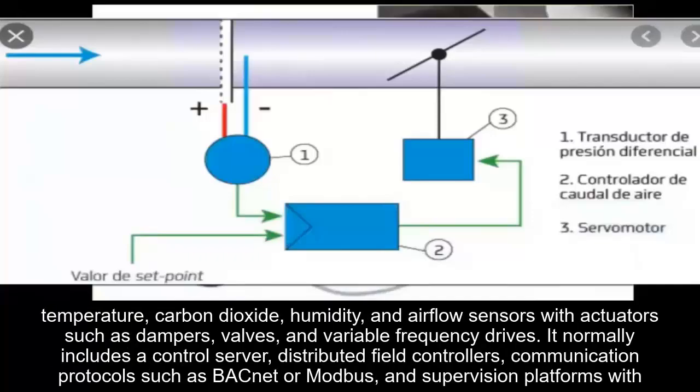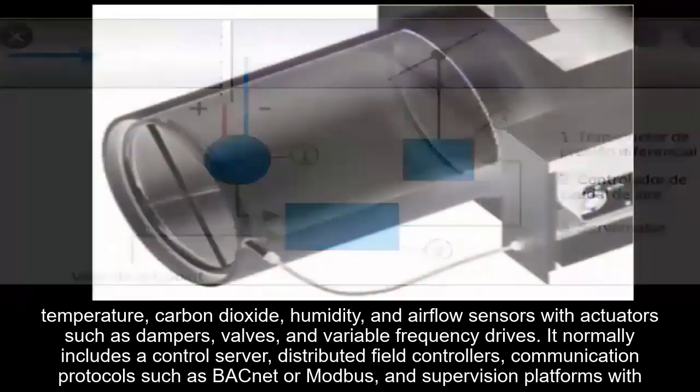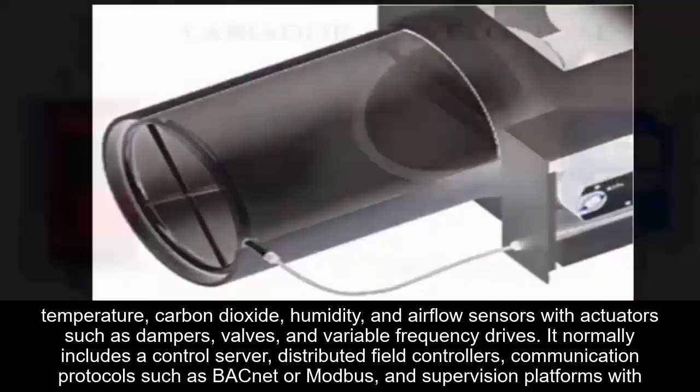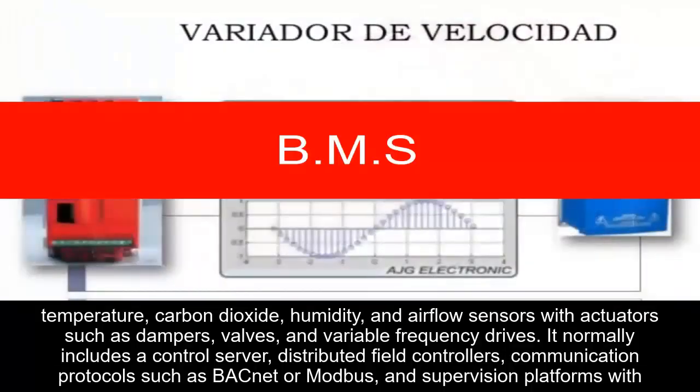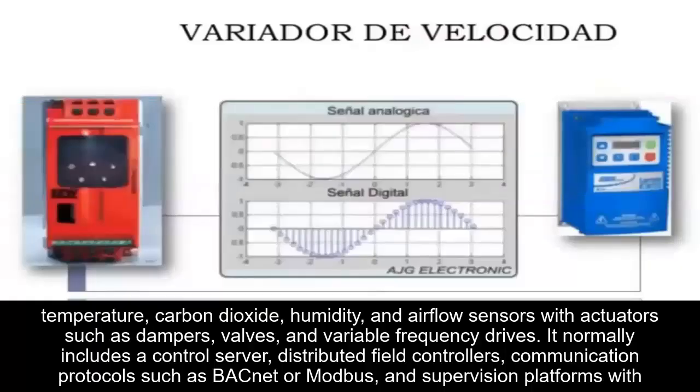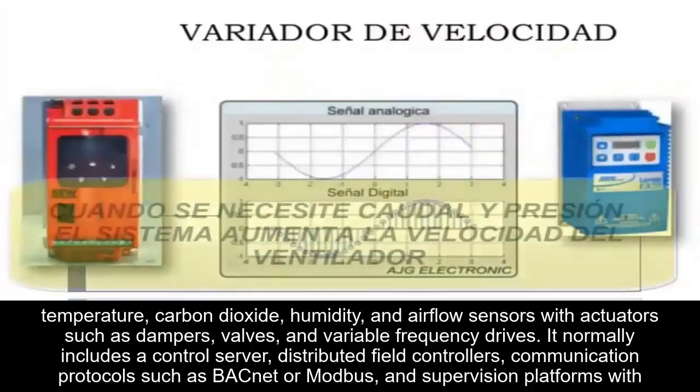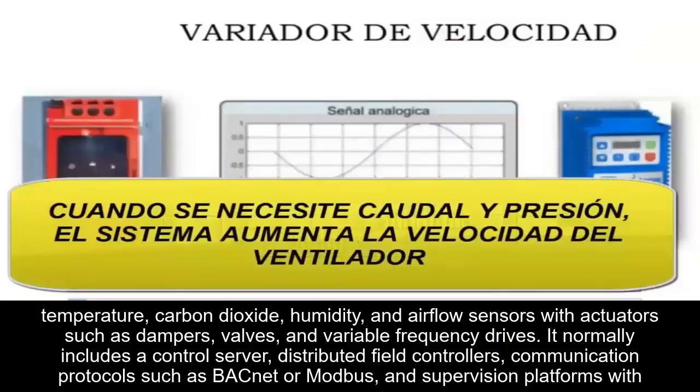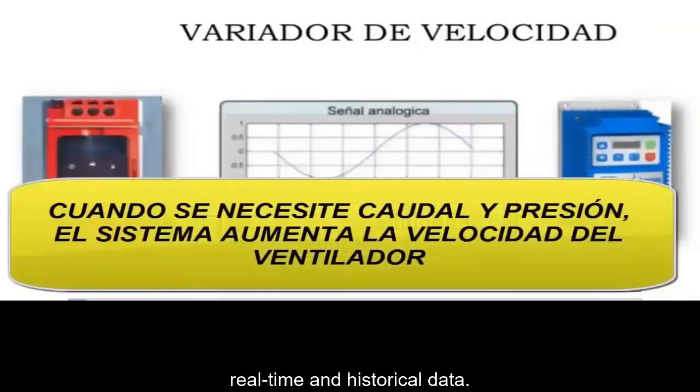Finally, the most advanced level is the building management system, which coordinates temperature, carbon dioxide, humidity, and airflow sensors with actuators such as dampers, valves, and variable frequency drives. It normally includes a control server, distributed field controllers, communication protocols such as Modbus or BACnet, and supervision platforms with real-time and historical data.